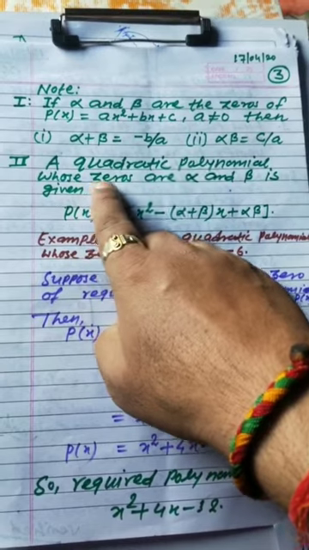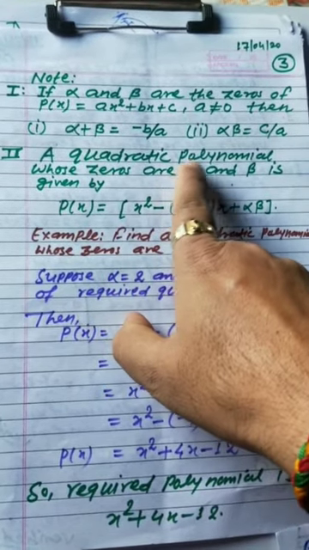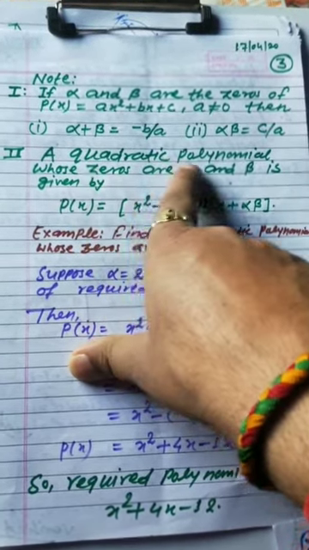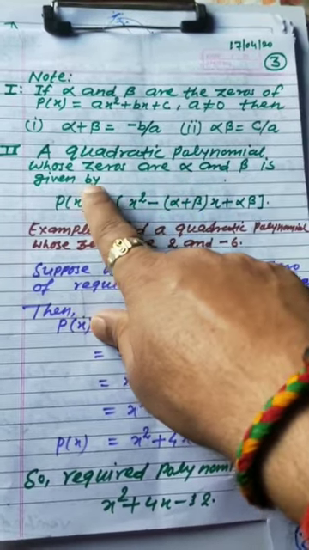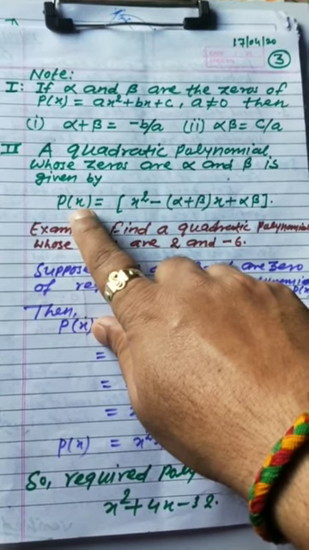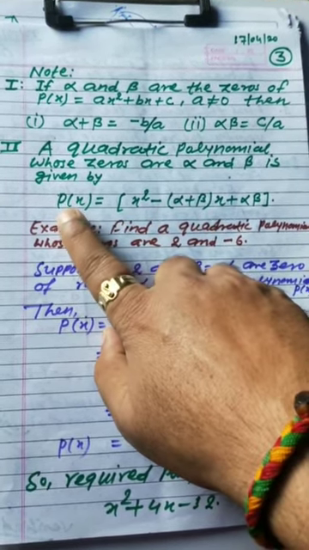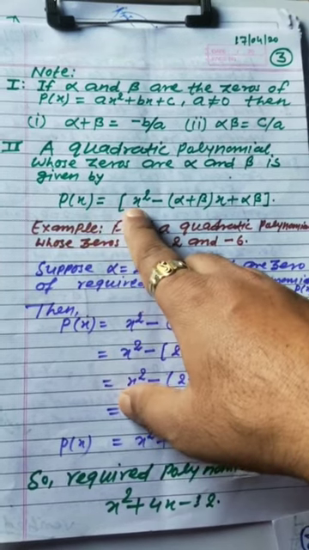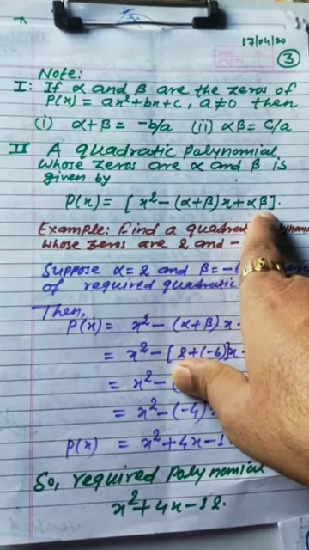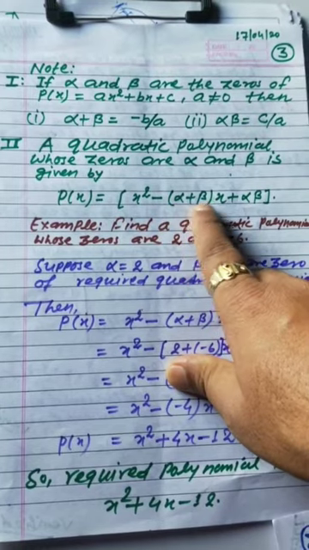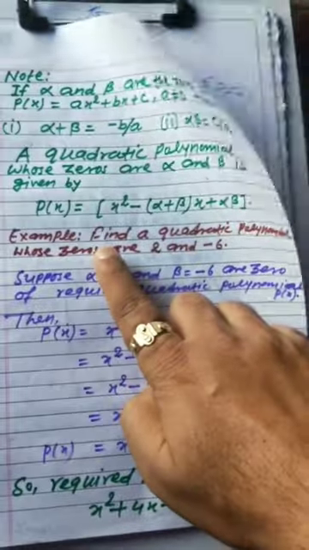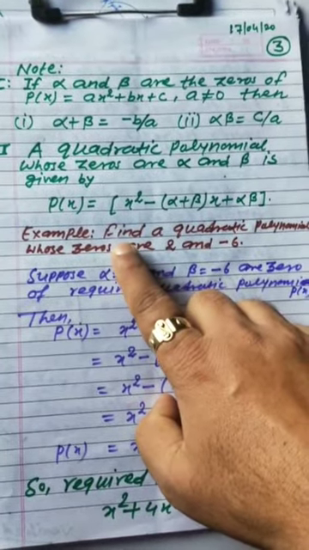And second, if we have to form a quadratic polynomial whose zeros are given, then this is the formula to find a quadratic polynomial. A quadratic polynomial whose zeros are alpha and beta is given by Px is equal to x square minus sum of zeros into x plus product of zeros, that is x square minus alpha plus beta into x plus alpha into beta. Now let us see an example of how we will form a quadratic polynomial.